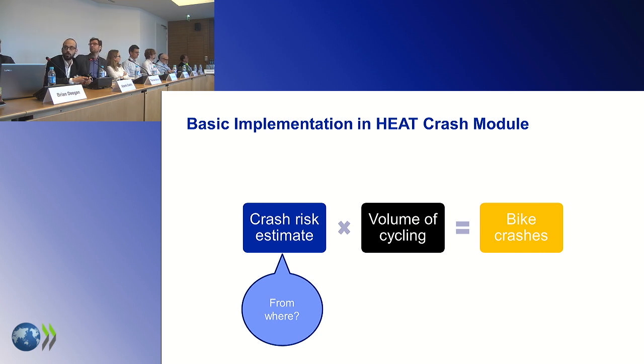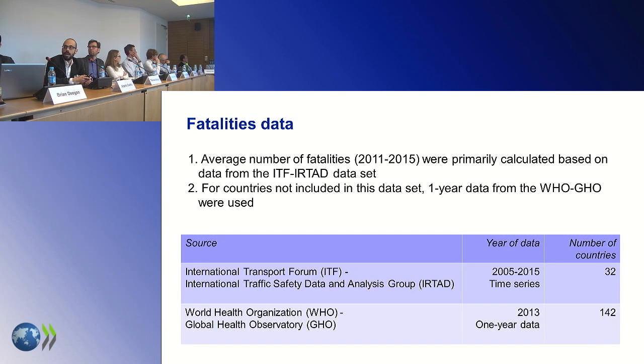For the HEAT tool, we had to feed the tool with some background data to be able to estimate the impact of traffic crashes in cycling and walking. And our approach was to estimate these bike crashes by multiplying a crash risk estimate by the local volume of cycling, which is introduced by the user. So we needed a crash risk estimate as a background data. We built this estimate by ourselves, and since we didn't find any international data set for this crash estimate, we had to do it by ourselves.